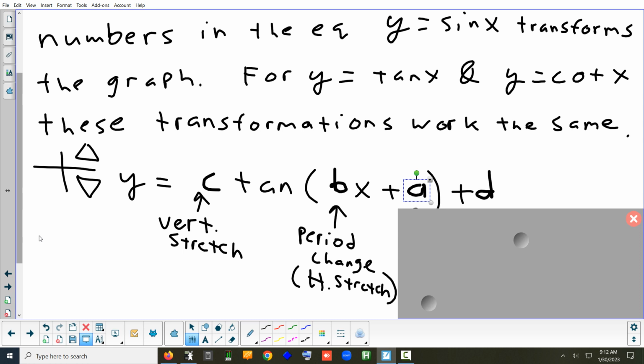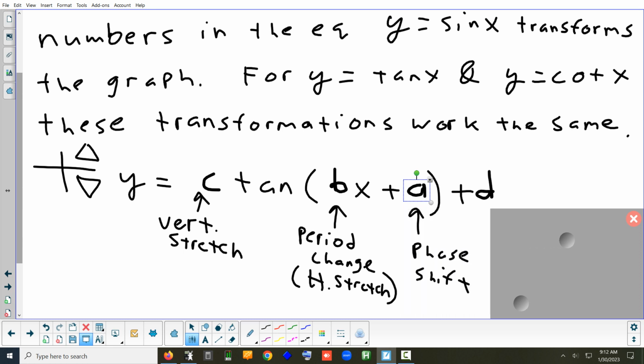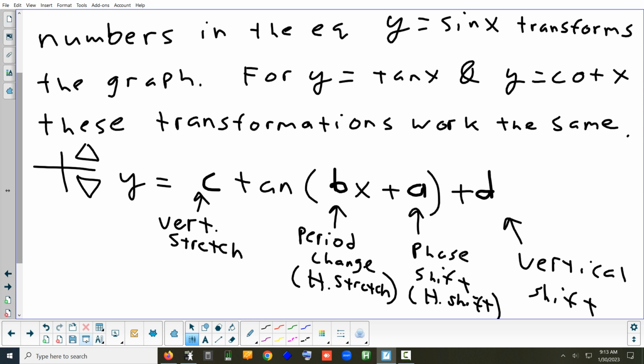What does that do? Adding inside parentheses, that's a horizontal shift. We also call it a phase shift when we do trig. That's your horizontal shift. And remember, that is backwards. So if you add a number inside, which way is that going to move it? Left. If you subtract a number, right. And what about D? That's your vertical shift. So no difference between all the ones we've done before and what we're doing right now.